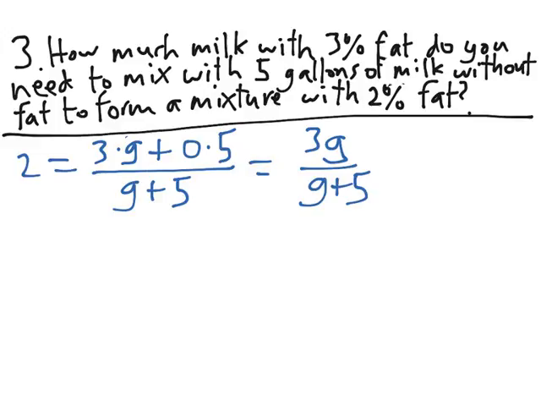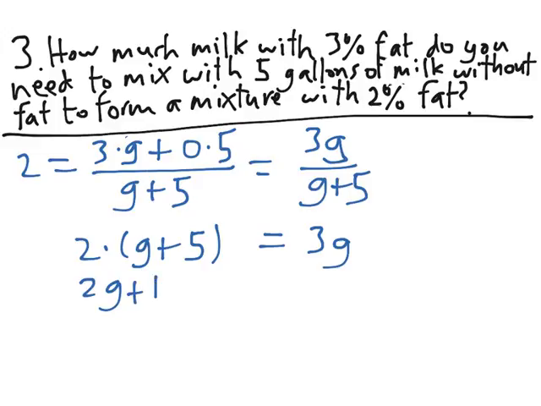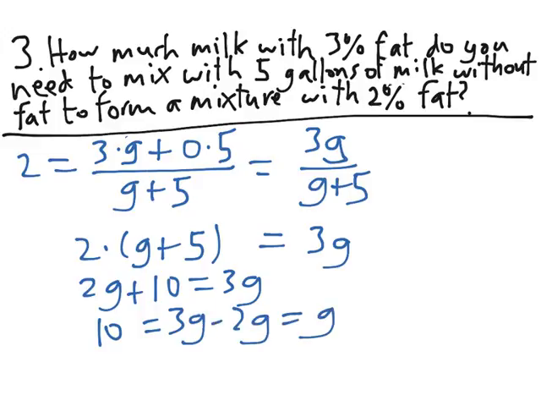Now we can solve this equation for G by multiplying both sides by G plus 5. On the right side we'll be left with 3G, and on the left side we'll have 2 times G plus 5. If we simplify this using the distributive property, we'll have 2G plus 10 equals 3G. Now subtracting 2G from both sides, we get 10 is equal to 3G minus 2G, which is just G. So G is equal to 10.